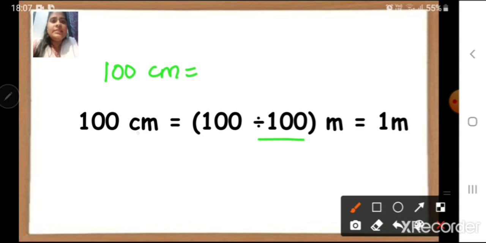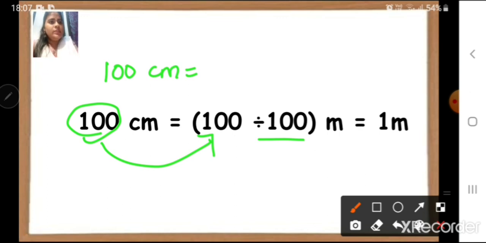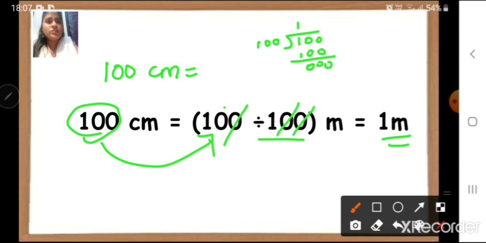So 100 centimeter is equal to 100, the number which is written here, divided by 100, and the unit is meter, which is equal to 1 meter. 100 divided by 100 is equal to 1, correct? If you do normal division also, 100 ones is 100, right? So it is equal to 1 meter. Or children, it is division, so you can just cancel the zeros. Your 2 zeros are there on both the sides, so you can cancel them. It will be 1 meter.